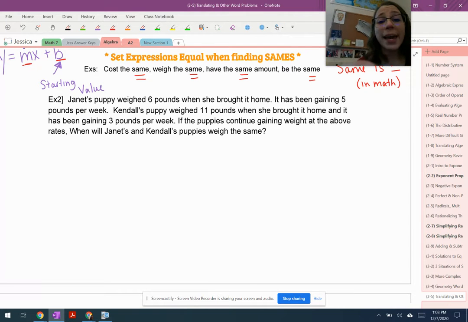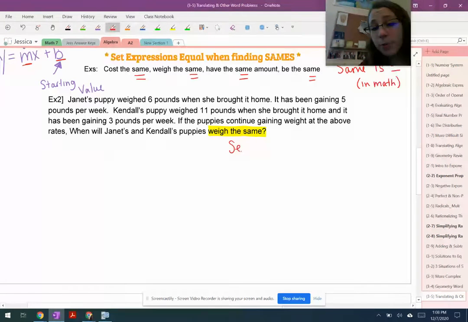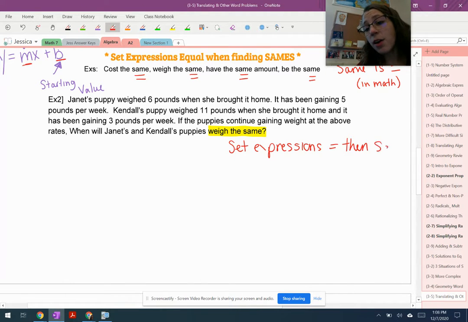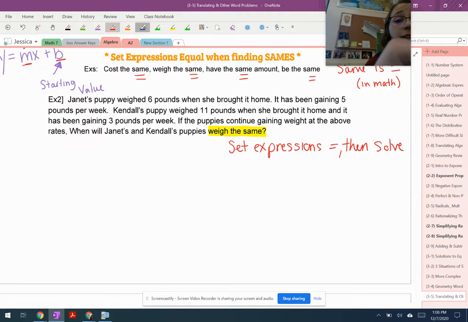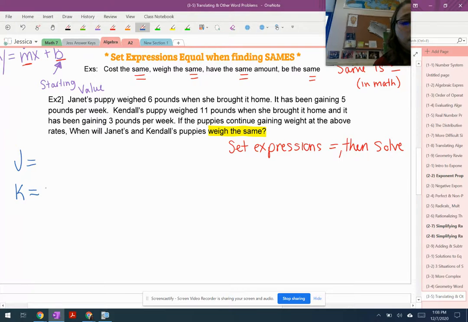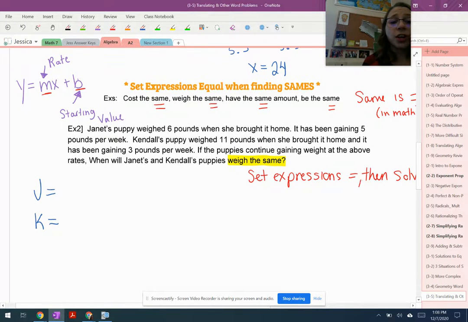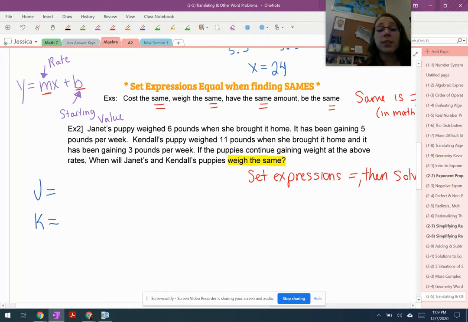So again, weigh the same amount means set the expressions equal. Set expressions equal, then solve. That's what this is asking you to do. So we need to first then come up with an expression for Janet and one for Kendall. So remember that starting value is the plus thing that doesn't get the variable, and that rate that's happening more than once is the one that does get the variable.